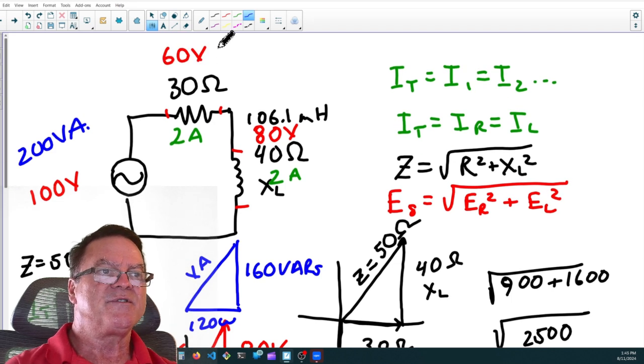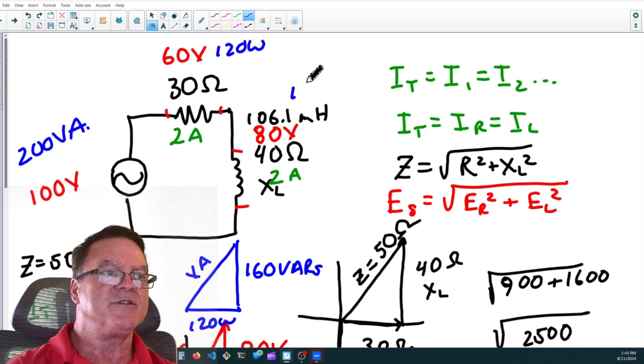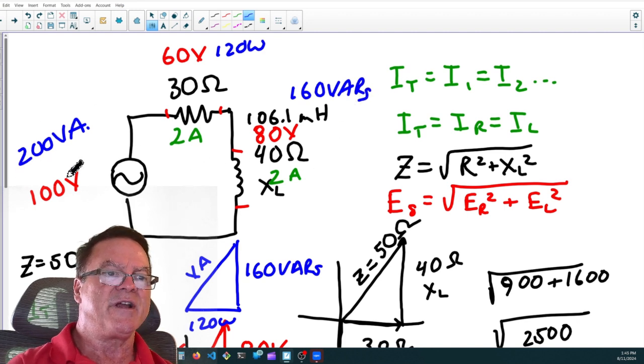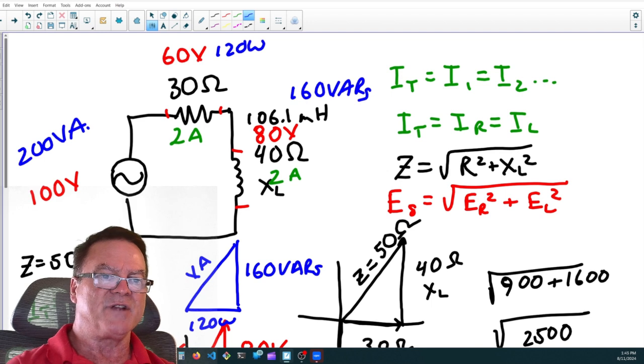So 60 times 2 is 120 watts. 80 times 2 is 160 volt amps reactive, VARs, and 200 volt amps. 100 volts times 2 amps is 200 volt amps.